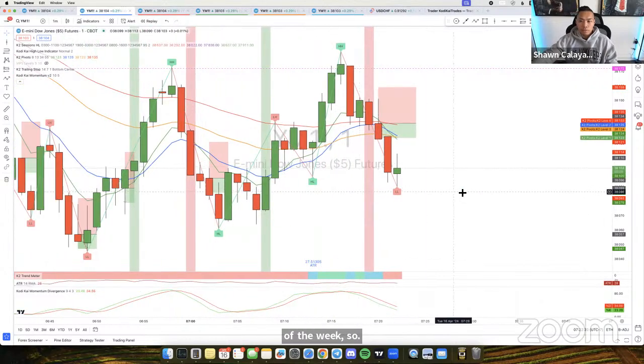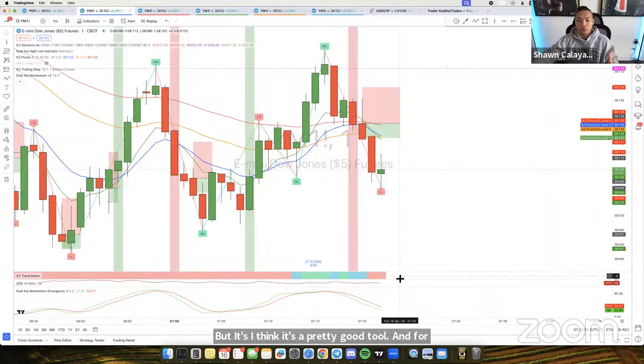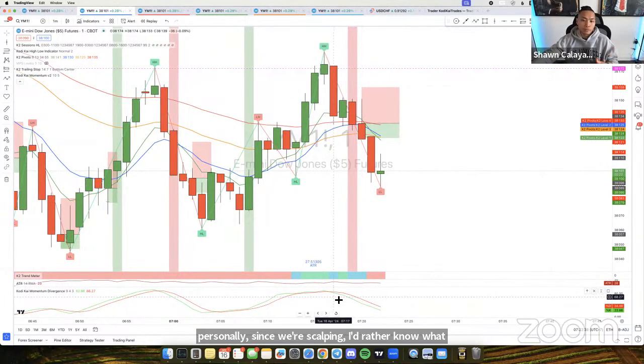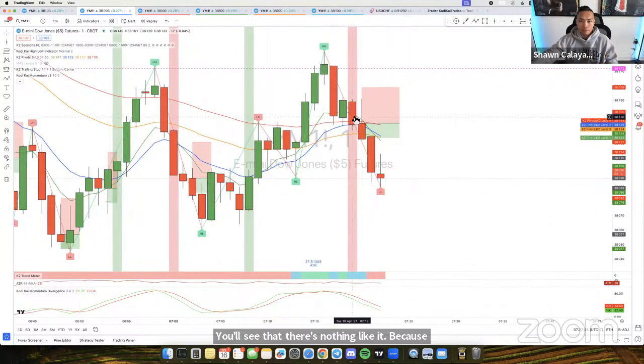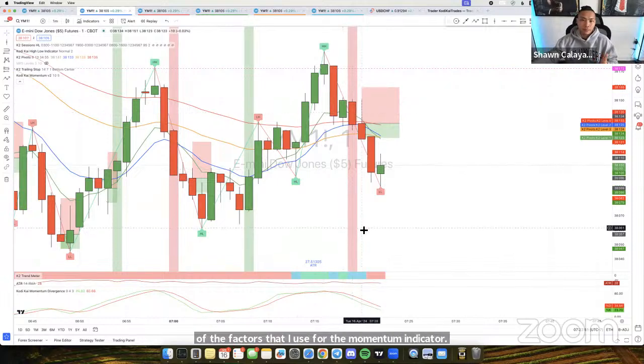And for me personally, since we're scalping, I'd rather know what happens earlier than later. If you compare this divergence to different divergence indicators, you'll see that there's nothing like it, because I basically pulled this away from the momentum. This is one of the factors that I use for the momentum indicator. They're both the same, it's just that this gives you a better view, because now you can see where the divergence is actually happening.